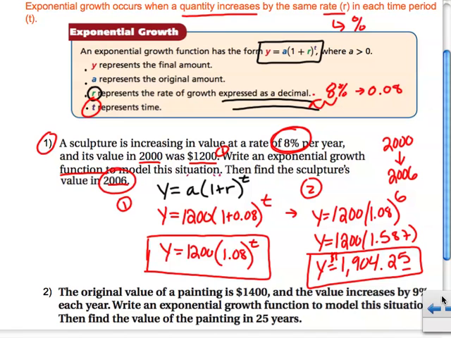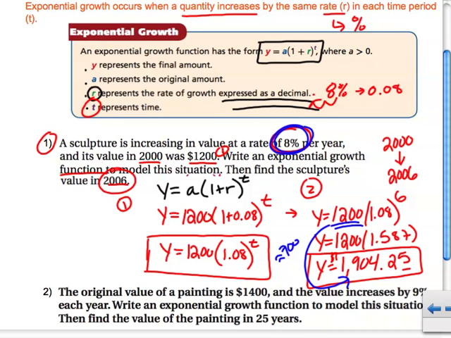Yes, that is correct. And I guess that makes sense. You get a little bit more value of your sculpture every year, about 8%. If it starts out at 1,200 and you leave it sit for 6 years, that's a pretty nice increase there. You're gaining about $700 just by hanging on to that item.